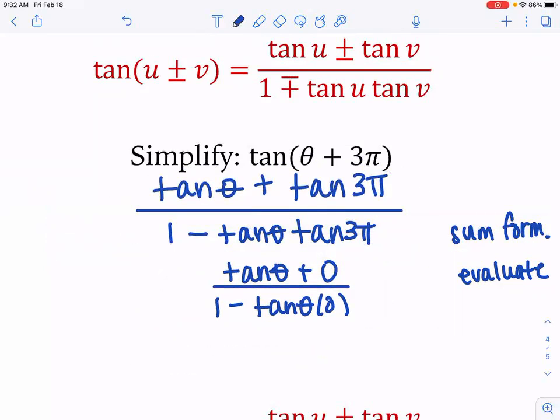Okay, so now we have the tangent of 0, or the tangent of theta plus 0 over 1 minus 0, right?